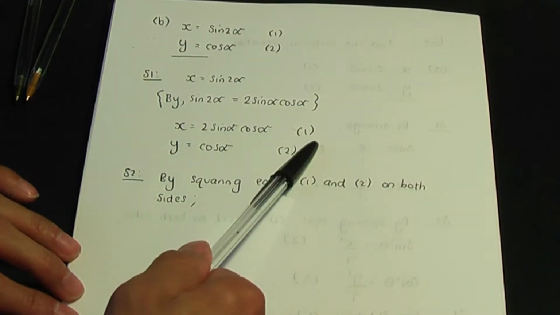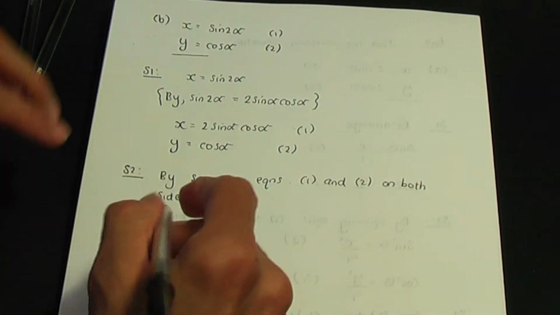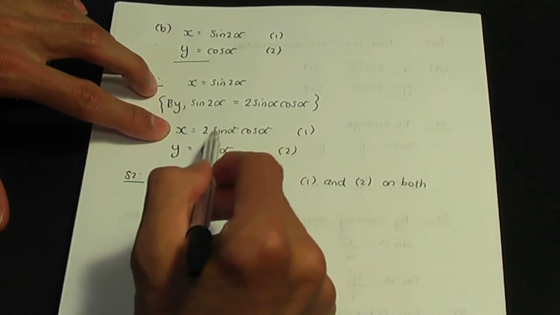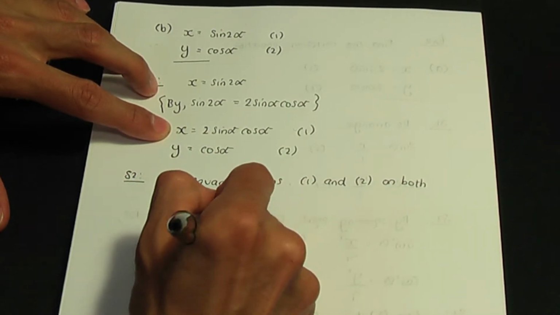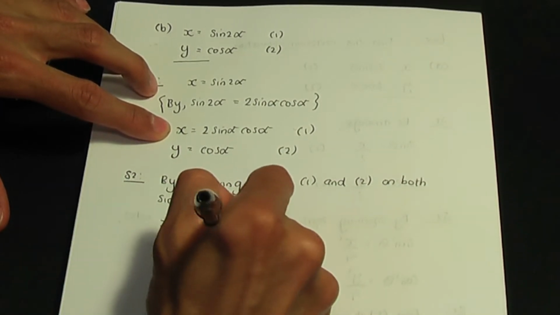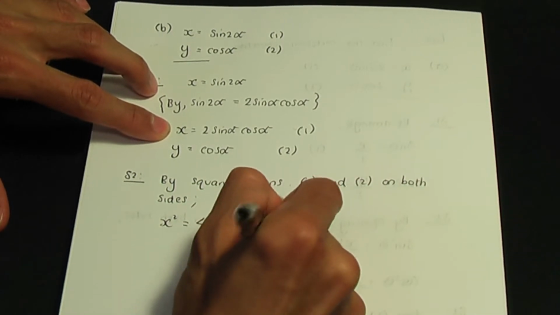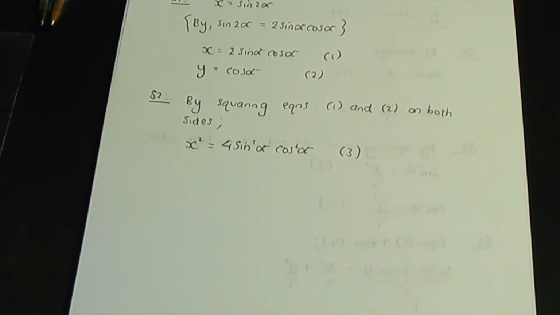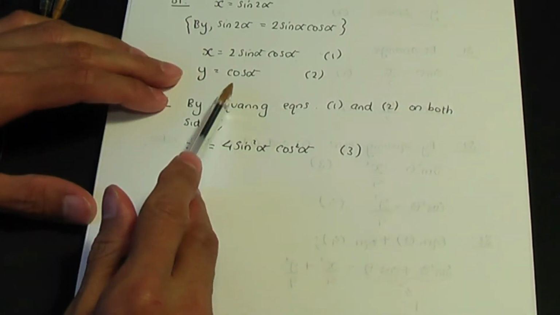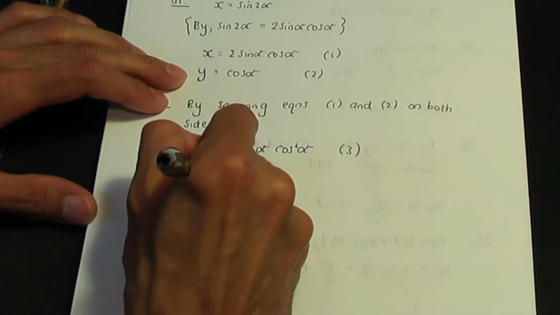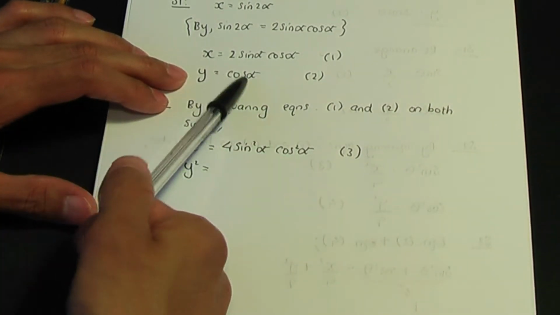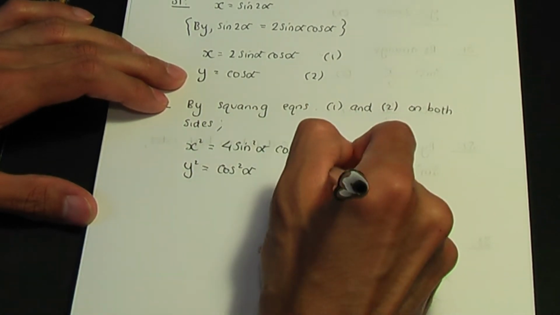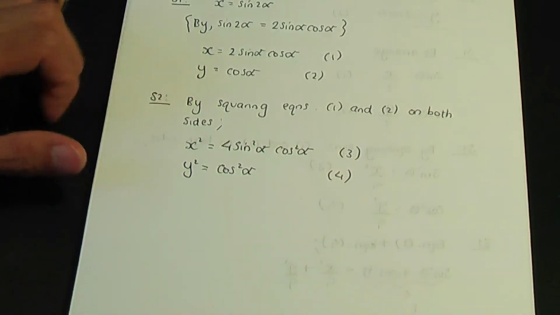So if I take equation 1 and square on both sides, on the left hand side we'll have x squared, and on the right hand side, if I square that term, 2 squared is 4 sine squared alpha cos squared alpha. Okay, so I'll call that equation 3. And if I do the same with equation 2, if I square both sides, I'll have y squared on the left. Squaring the term on the right will give us cos squared alpha. Let's call that equation 4. Okay?